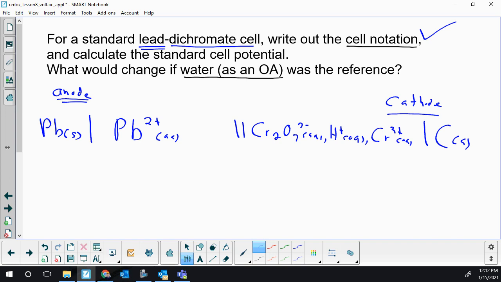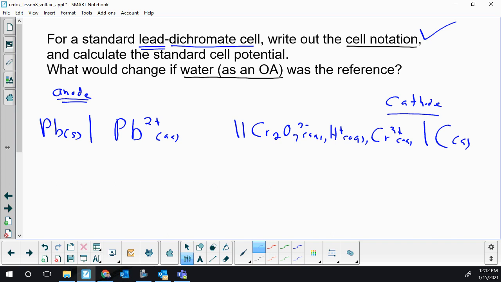Now, if you look at the way it was written out, it started with the anode first and the cathode second, and that's the format you're going to see in your questions in the book. It tends to be anode, cathode, just like cell notation. That would have helped us a bit more, but we really didn't need that.